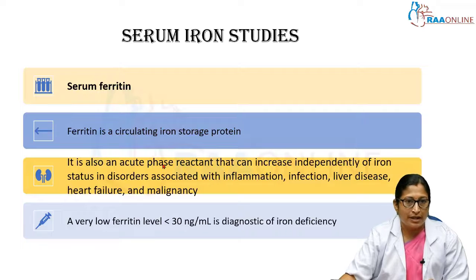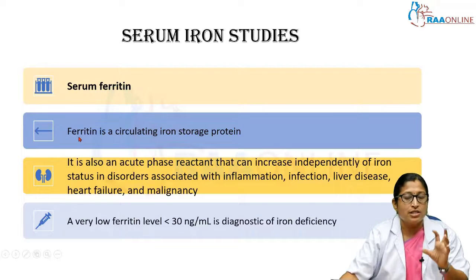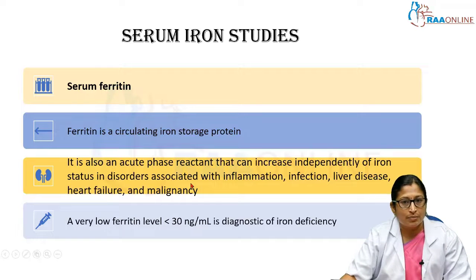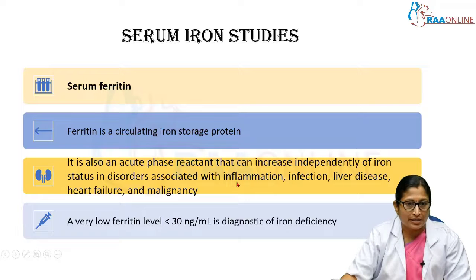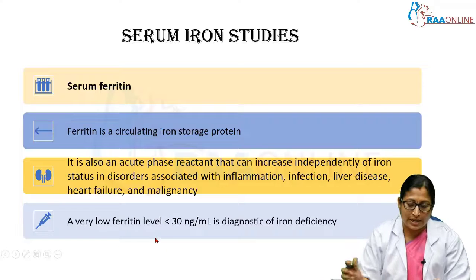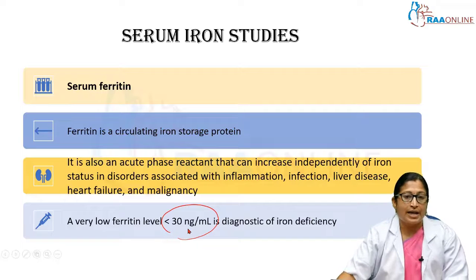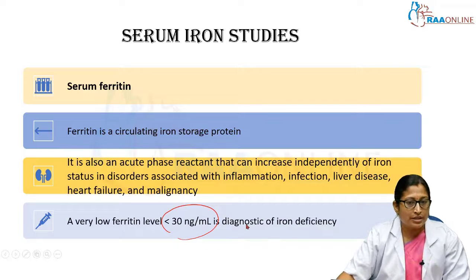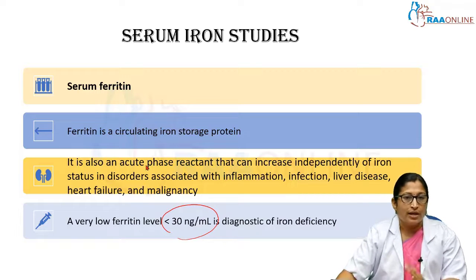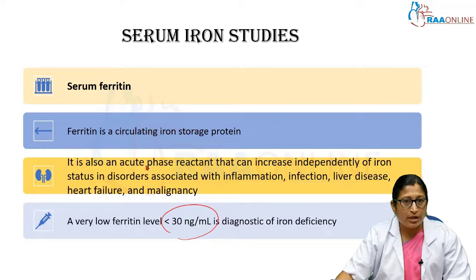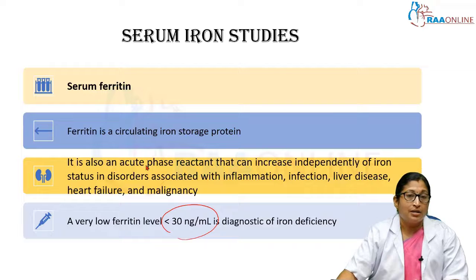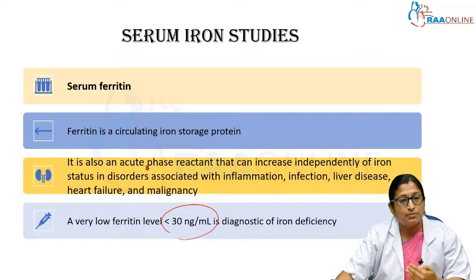So first is the serum ferritin. Serum ferritin is the storage protein of iron. It is also an acute phase reactant, so it increases in the presence of inflammation, infection, malignancies, etc. In iron deficiency, there is a low ferritin level of less than 30 nanograms, which is suggestive of iron deficiency. What happens in anemia of chronic disease? Because it is an acute phase reactant, the serum ferritin levels are going to be elevated, whereas in thalassemia, it is going to be normal. In sideroblastic anemia, because it is an iron storage disorder, serum ferritin levels may again be elevated.